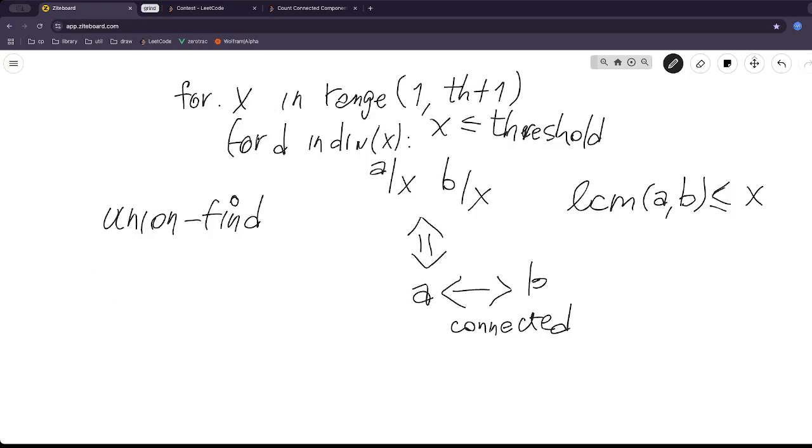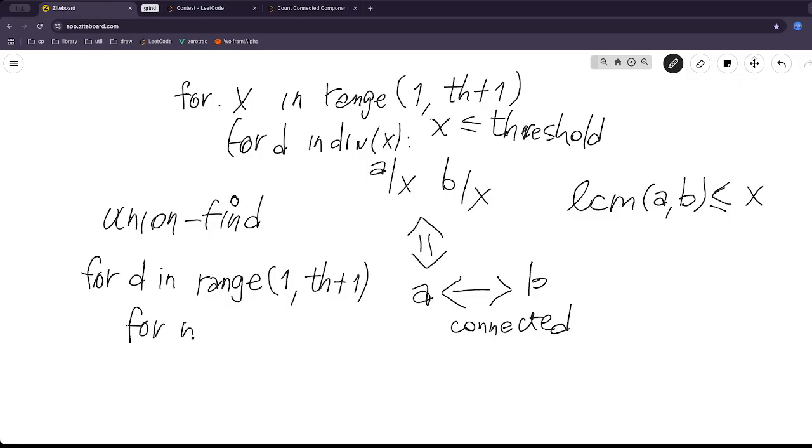So instead of doing it this way and going for the divisors, we can do a sieve, right? We can go, so for D in range from 1 to the threshold plus 1, and then we do like we did with the sieve, right? We go for the multiples in range D, threshold plus 1, and D, right? This is going to go over all the multiples of D, including D itself.